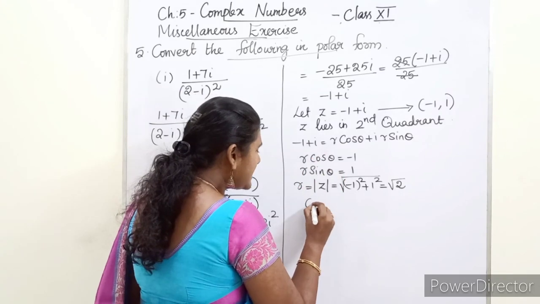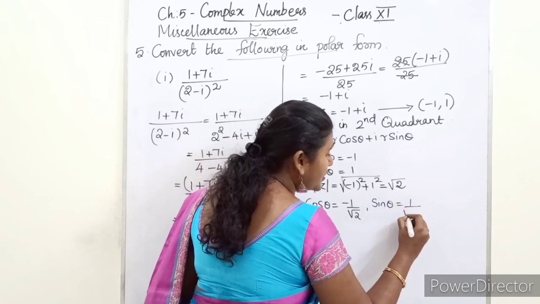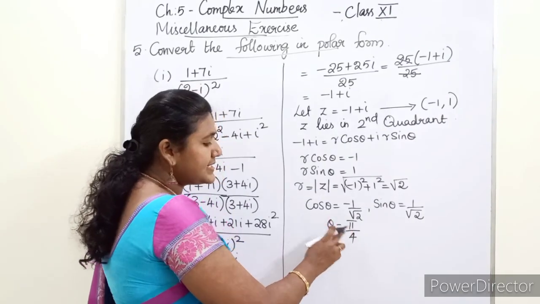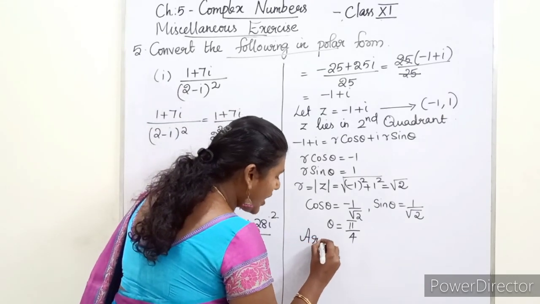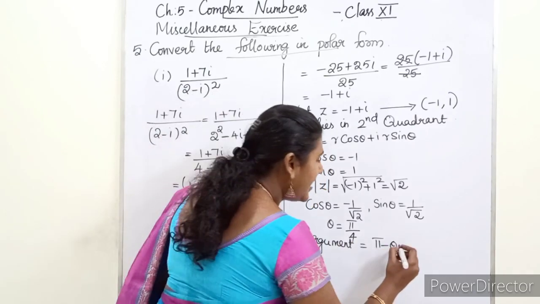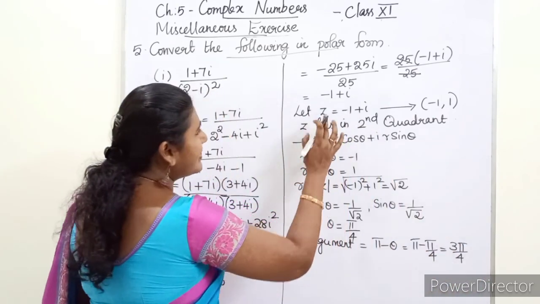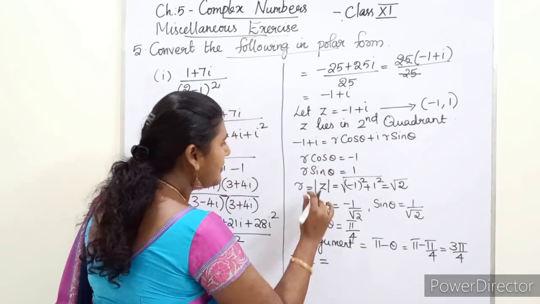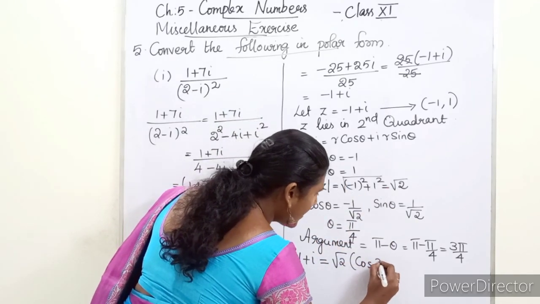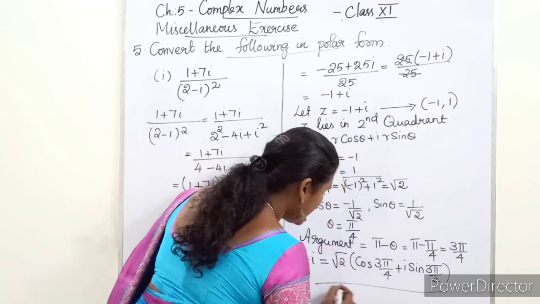Now we will find cos theta from this. Cos theta equals minus 1 by root 2 and sin theta is equal to 1 by root 2. So for which angle are the cos and sine values 1 by root 2? For 45 degrees. So we get theta equal to pi by 4. Now the argument: since Z lies in the second quadrant, the argument formula is pi minus theta, that is pi minus pi by 4. When you simplify this, you will get 3 pi by 4. So we will write the given complex number in polar form: R is root 2, so root 2 into (cos 3 pi by 4 plus i sin 3 pi by 4). So this is the polar form of the given expression.